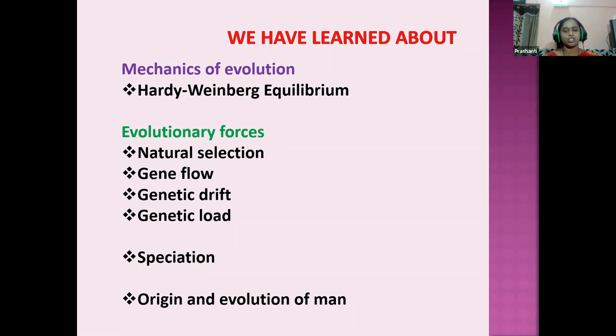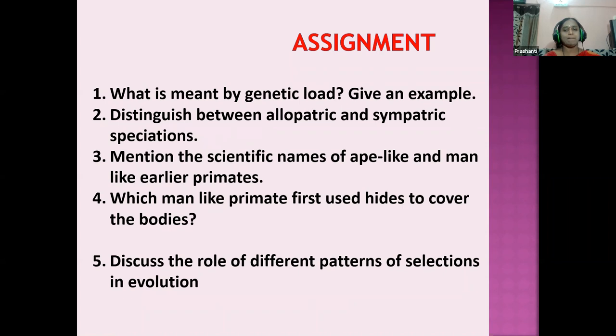So this is a small assignment, children. What is meant by genetic load? Give an example. Distinguish between allopatric and sympatric speciations. Mention the scientific names of ape-like and man-like earlier primates. Which man-like primate first used hides to cover the body? Discuss the role of different patterns of selection in evolution.